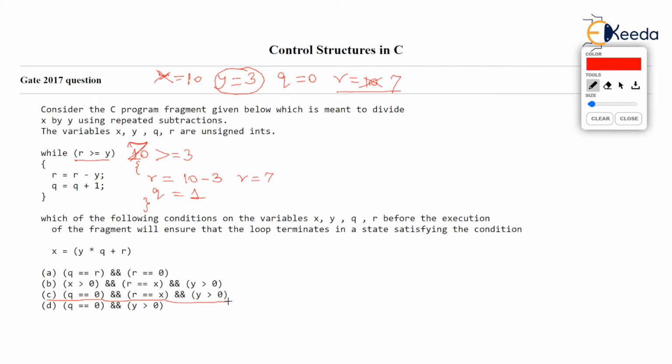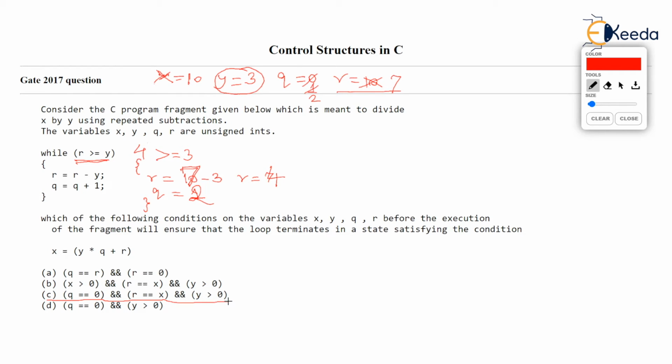So is 7 greater than or equal to 3, which is still true? So r will become r minus y. But r is 7 now and y is still 3. So r is going to become 4. And q will be increased by 1, q is q plus 1. So q was 1, but now it becomes 2. And the loop repeats. Now again it checks, is r greater than or equal to y, but r is now 4, isn't it? Now the value of r is 4, and 4 is greater than or equal to y, which is still 3.